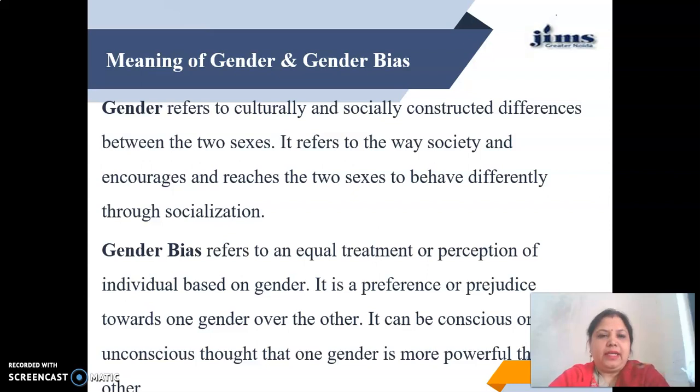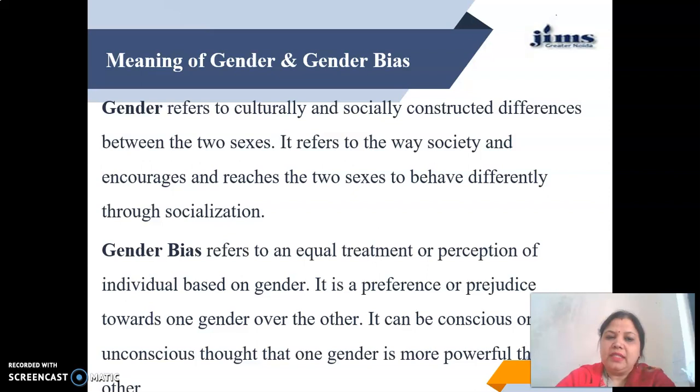In this slide, I am telling you the meaning of gender and gender bias. Gender refers to culturally and socially constructed differences between the two sexes. It refers to the way society encourages and teaches the two sexes to behave differently through socialization.